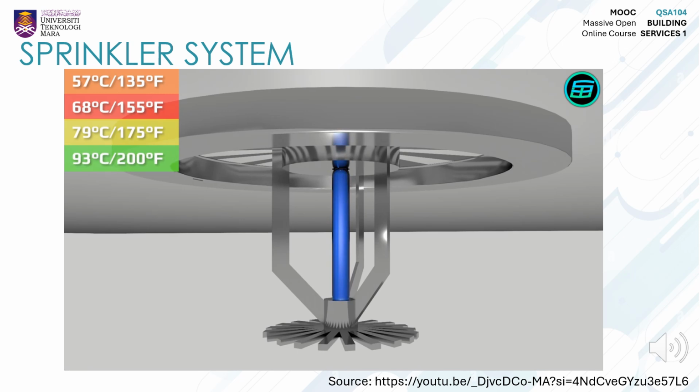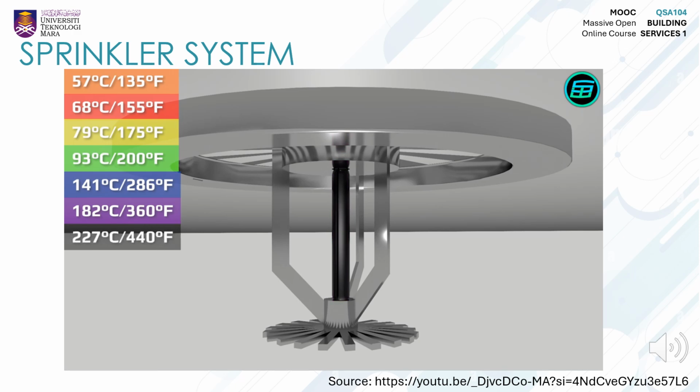Blue bulbs 141 Celsius, 286 Fahrenheit. Purple bulbs 182 Celsius, 360 Fahrenheit. And black bulbs 227 Celsius, 440 Fahrenheit.